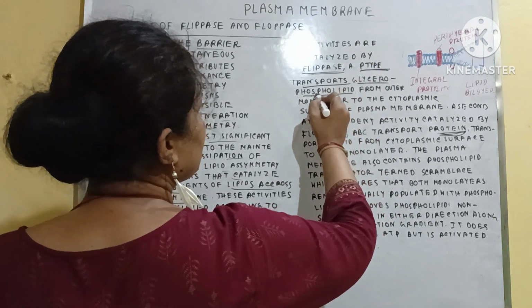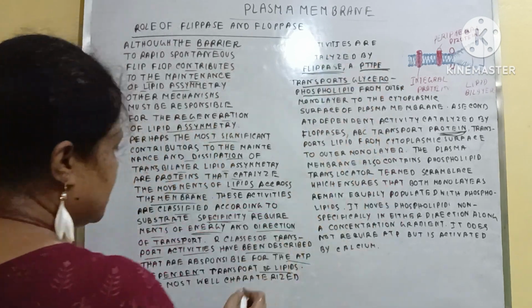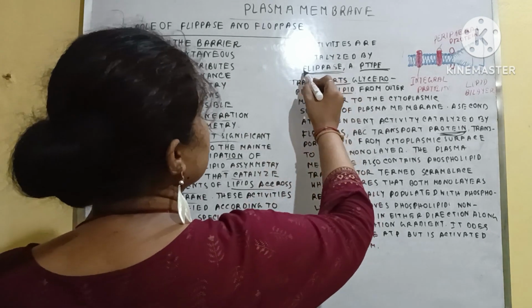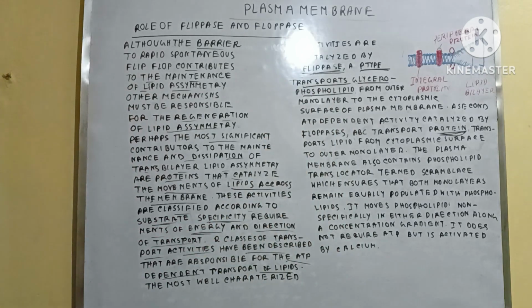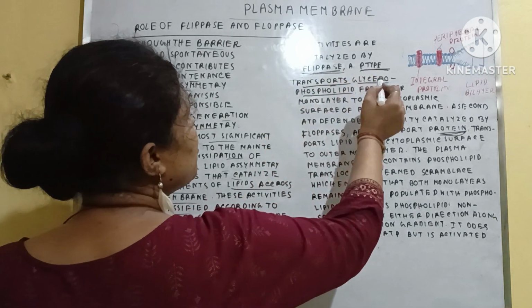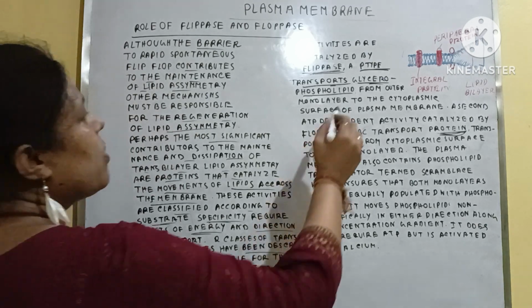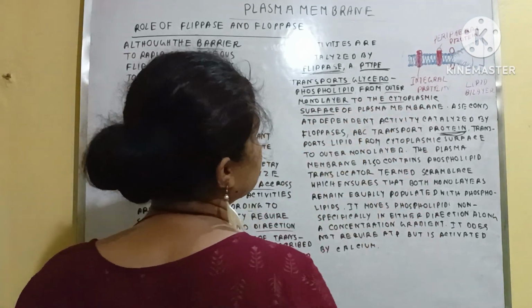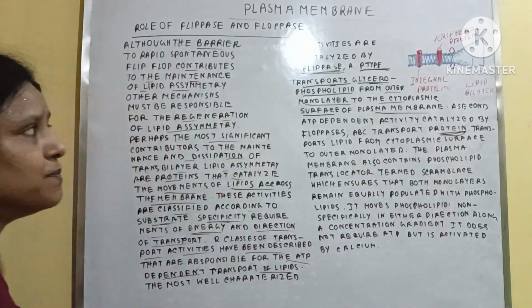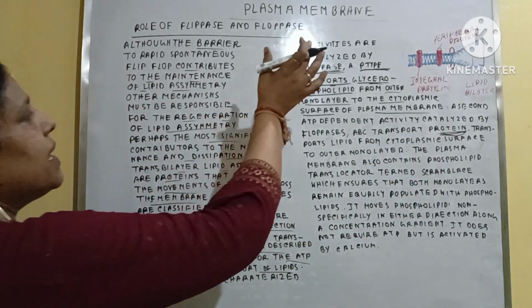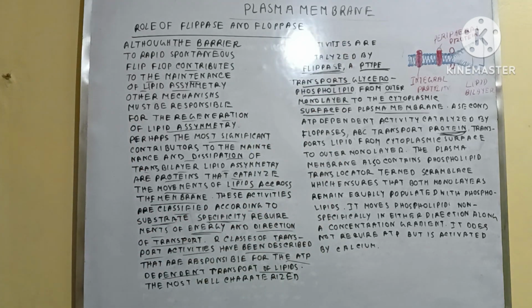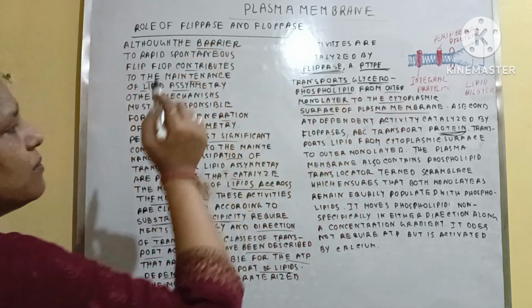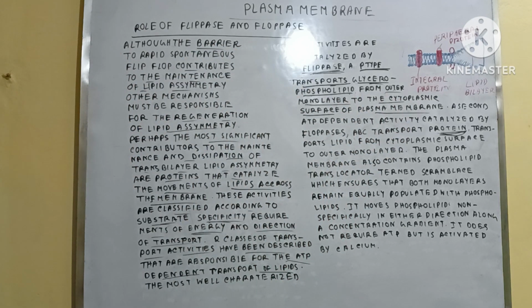Sorry, this is not a phospholipid. This is a protein. Where is this Flippase? This Flippase is one kind of protein, and it transports glycerophospholipids from the outer monolayer to the cytoplasmic surface of the plasma membrane. Clear? So Flippase is a transport protein that moves glycerophospholipids from the outer monolayer to the cytoplasmic surface.